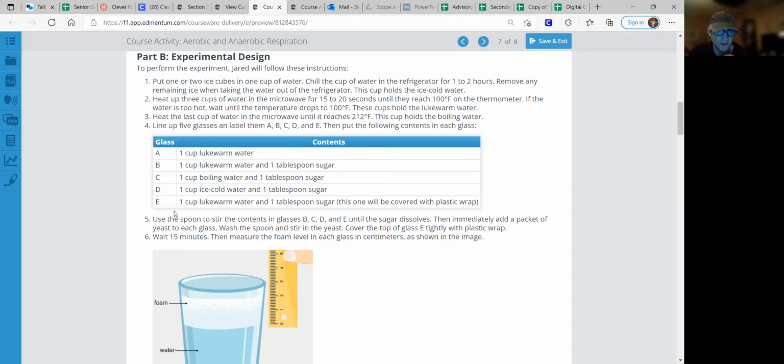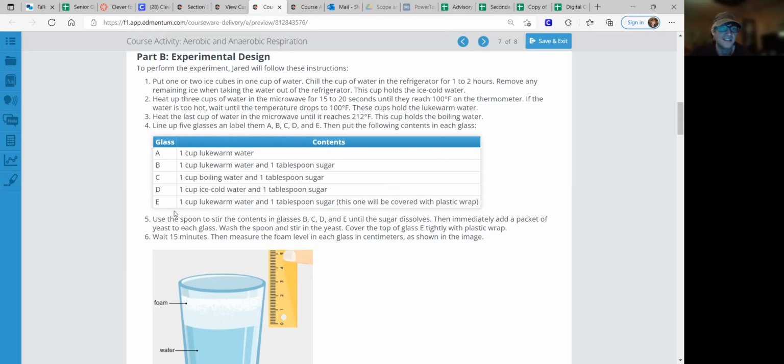Heat up 3 cups of water in the microwave for 15 to 20 seconds until they reach 100 degrees Fahrenheit on the thermometer. If the water is too hot, wait until the temperature drops down to 100 degrees Fahrenheit. These cups hold the lukewarm water. Heat the last cup of water in the microwave until it reaches 212 degrees Fahrenheit. This is the boiling hot water because 212 degrees Fahrenheit is the boiling point of water.